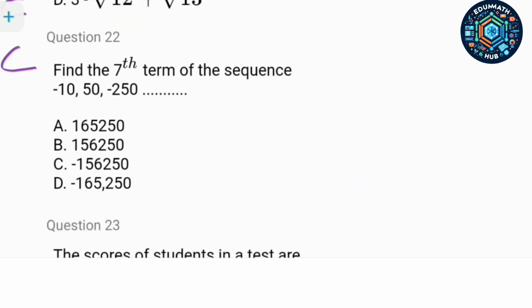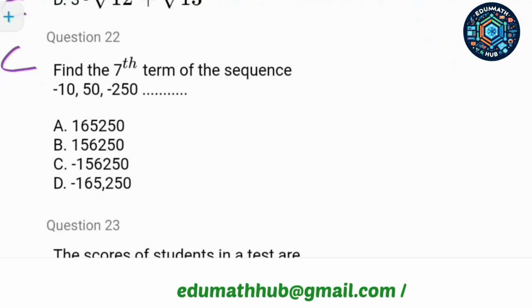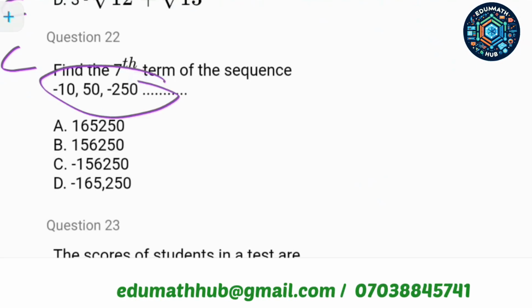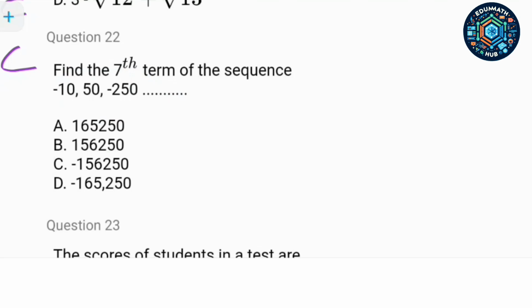Okay, let's proceed. Next one, we have to find the 7th term of the sequence. They give you this sequence. You have to find the 7th term. So you have to check if this is an AP or a GP. So you see that it's not an AP because 50 minus 10 is not the same thing as 250 minus 50. So this should be a GP.